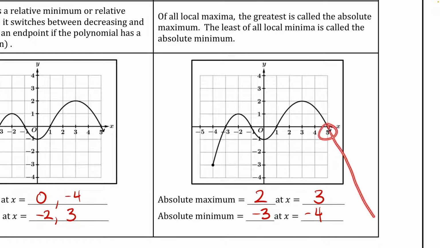This goes down forever and ever. We assume it continues going down forever. So is there any absolute minimum? No. It goes on forever.